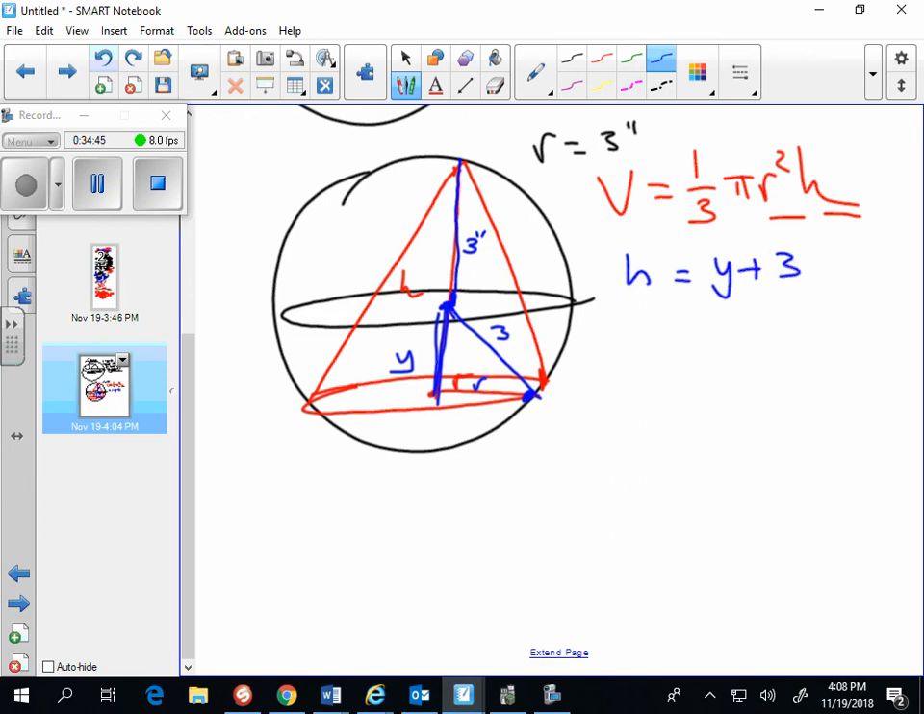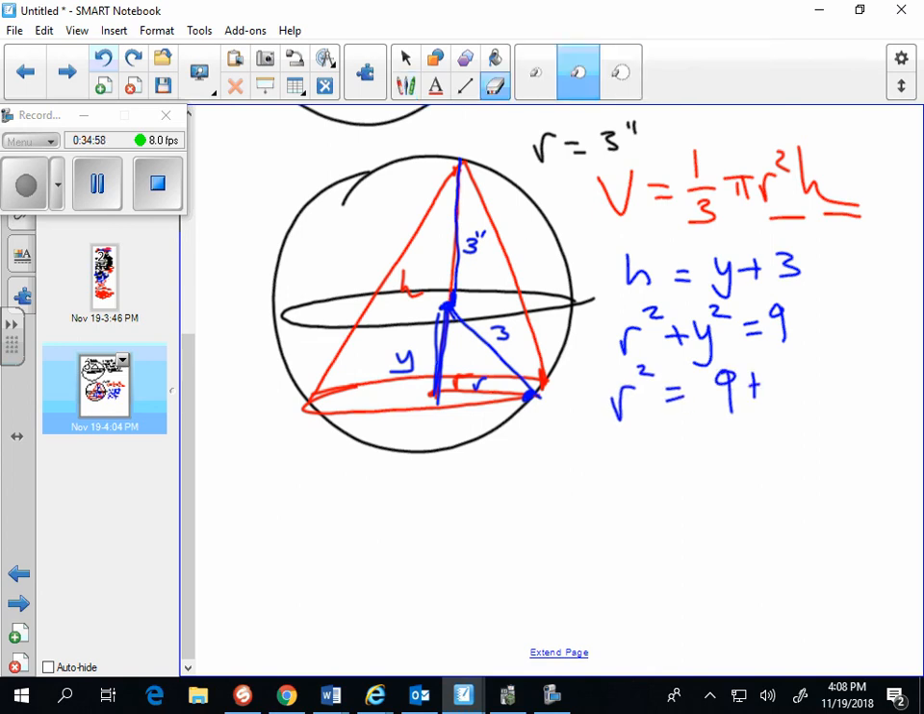Okay, and radius, can I say something about radius? Well, I know that radius squared plus y squared equals 9. So I know radius squared equals 9 minus y squared. Where did I get that from? Well, see, there's a right triangle here.